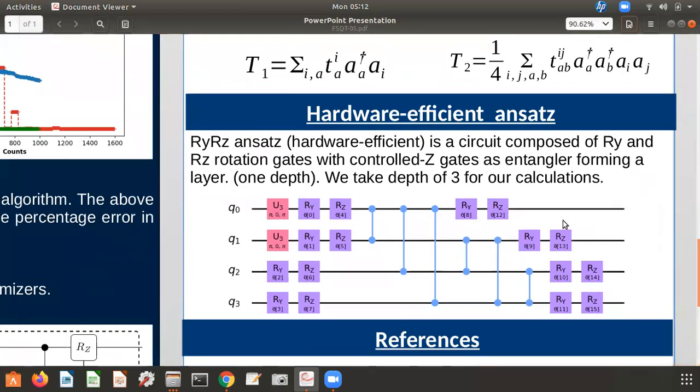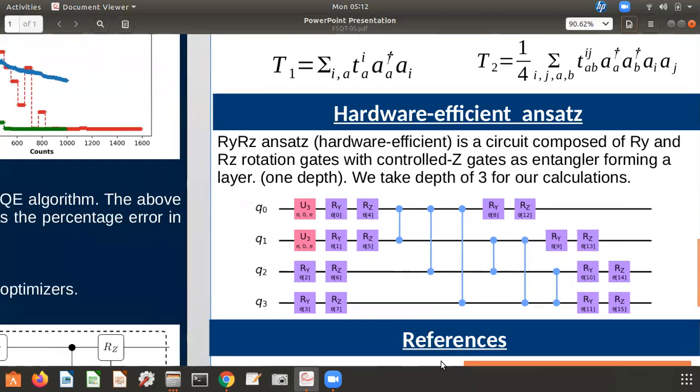So the next ansatz we take is the hardware efficient ansatz. We take in this case RY-RZ. It is a layer of RY and RZ rotation gates, and each qubit is connected by a CZ entanglement. So here you see the circuit of the same.